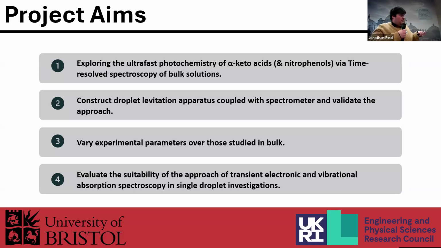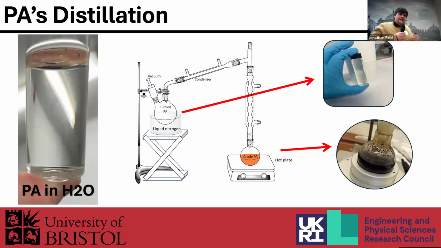So for pyruvic acid, the commercially available stuff isn't very pure, and when we were first doing some initial experiments, we were finding that we were getting some cloudiness with our sample, and with the techniques we are using, this can often create a lot of noise in our data. So we had to distill it first to get a purer sample, and you get this crude mixture of dimers and oligomers, which we can then use in our experiments.